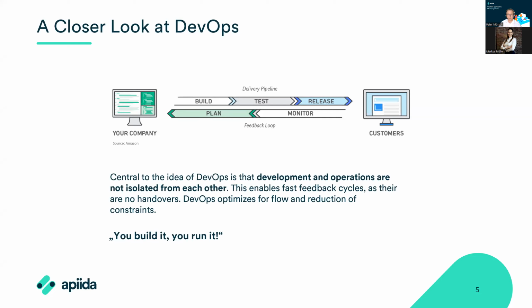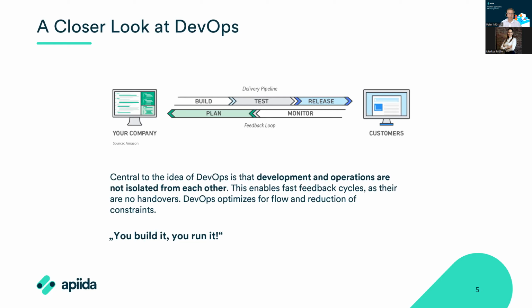What we're basically looking at is a way of working. DevOps is a set of tools, a set of principles, a set of methods that you can use to build your applications, to test them, to release them, and also to monitor the results of the changes that you have done and to plan ahead for the next iteration. This is a cyclic process, and it's really all about enabling the fast feedback loops that are needed for agile development. Very central to this idea is that development and operations are not isolated from each other. There's no handoff, no bottleneck.